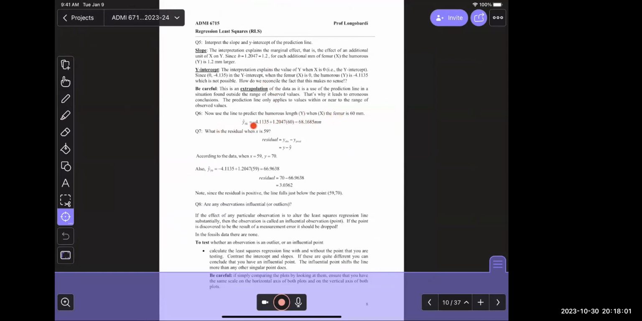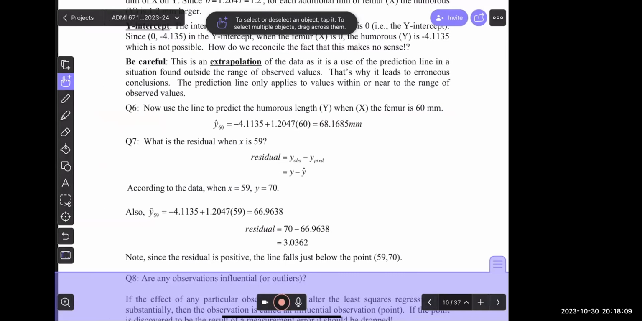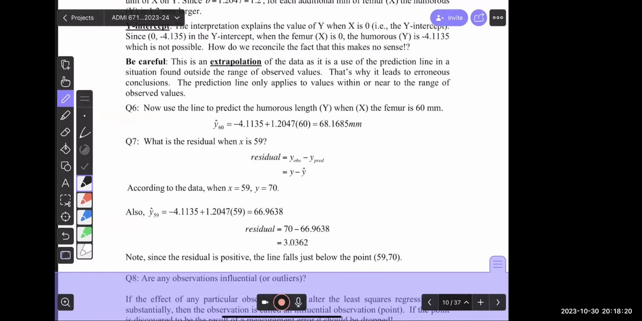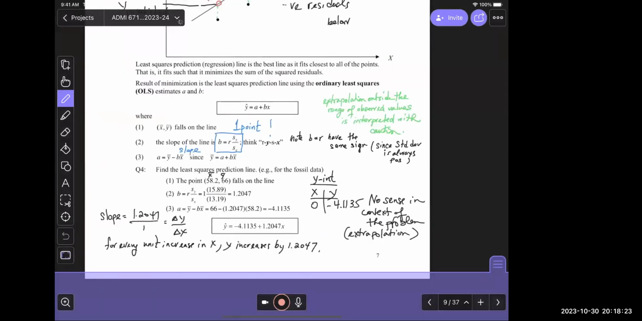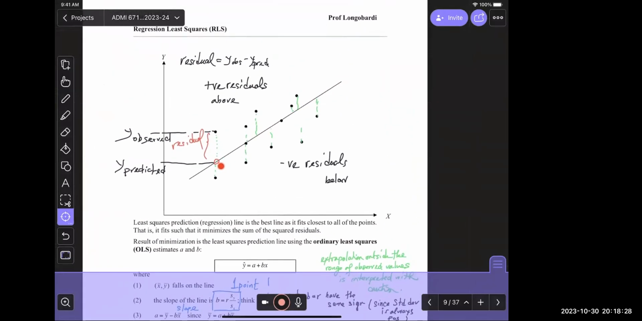Okay, now let's make a prediction. Use the line to predict y from X. If X is 60, what will Y be? So you're finding a value on the line. When you use the line, you're making a prediction. You can do it for a value that's already there, or you can make a prediction for a value that's not there, but within the range of the data.